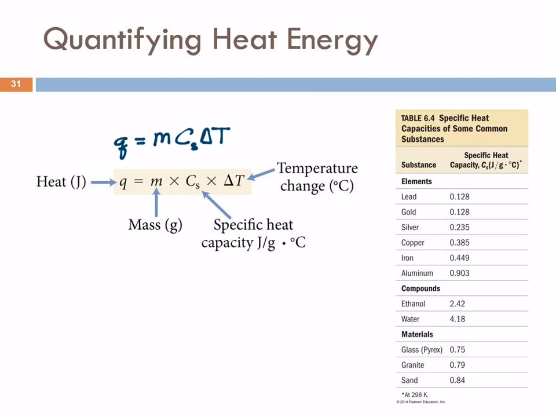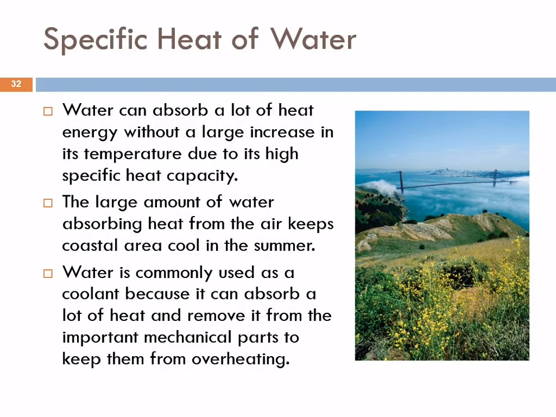You can actually figure that out just looking at the units, because if you take the specific heat capacity, the units will always be given in the table. You can see that you need to multiply by grams and multiply by degrees Celsius in order to get joules. The high specific heat capacity of water is actually very significant for life on Earth. Water can absorb a tremendous amount of heat energy and only have a small increase in temperature.